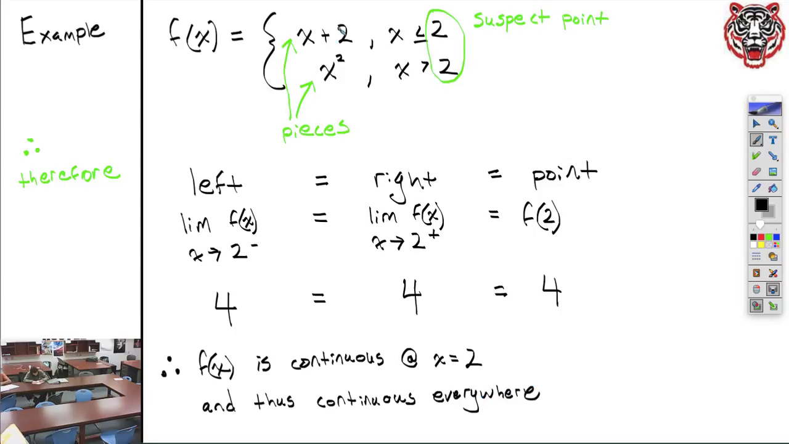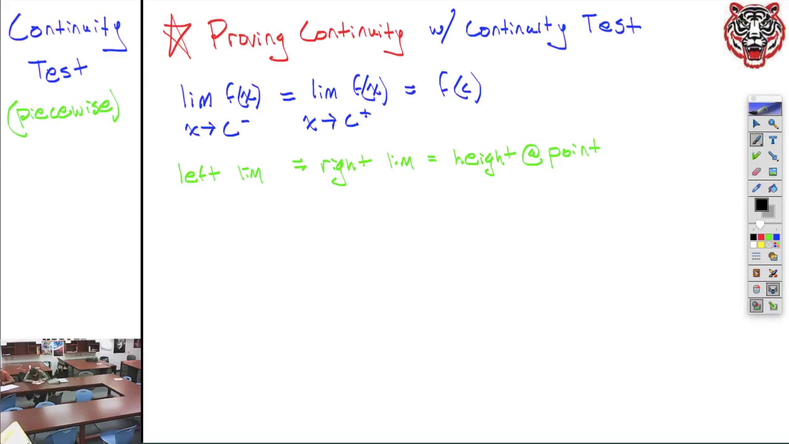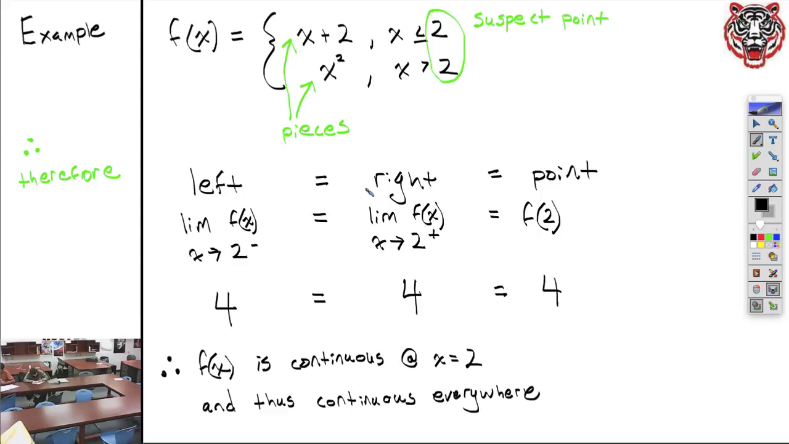Because these are both polynomials, we know that everywhere on this one is continuous and everywhere on this one is continuous because of our first slide. They're both polynomials. The only way it's not continuous is if the suspect point doesn't satisfy this continuity test. And because it does satisfy the continuity test, it's continuous everywhere. So we have to say both things. That ends the notes.